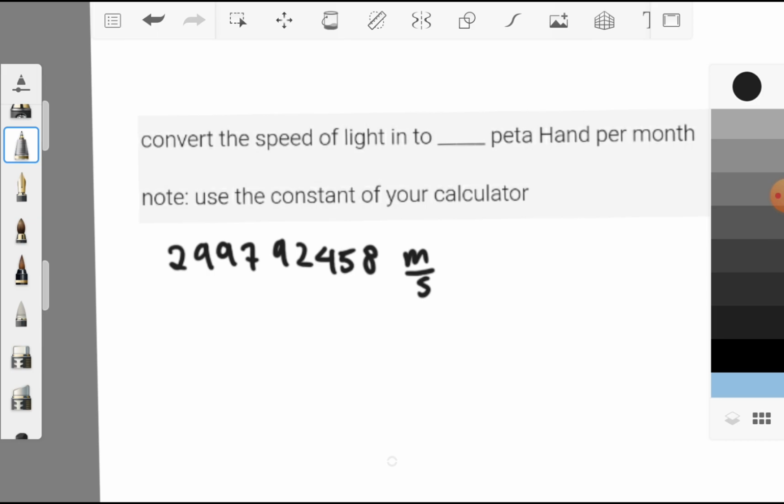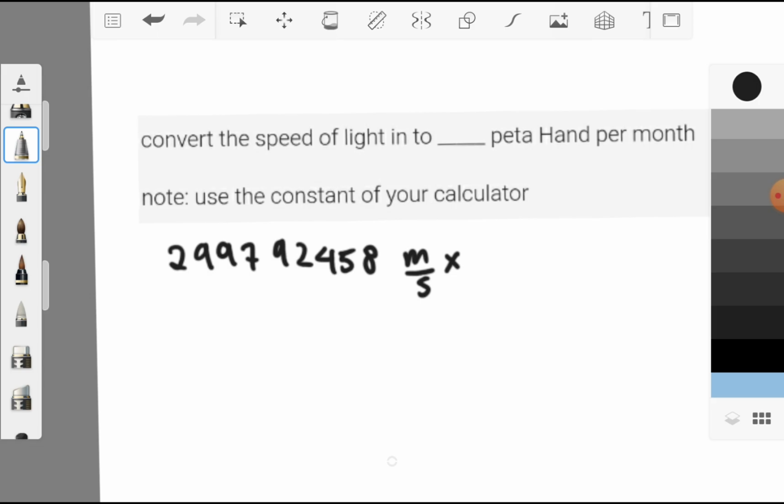But actually, it is not yet the constant na value ng speed of light natin. Baka mas mabilis pa yan dyan. Okay? So, 1, 2, 3, 4, 5, 6, 7, 8, 9. So, 3 times 10 raised to 8. So, meters per second in petahand per month. Take note that 1 hand is equal to 4 inches.